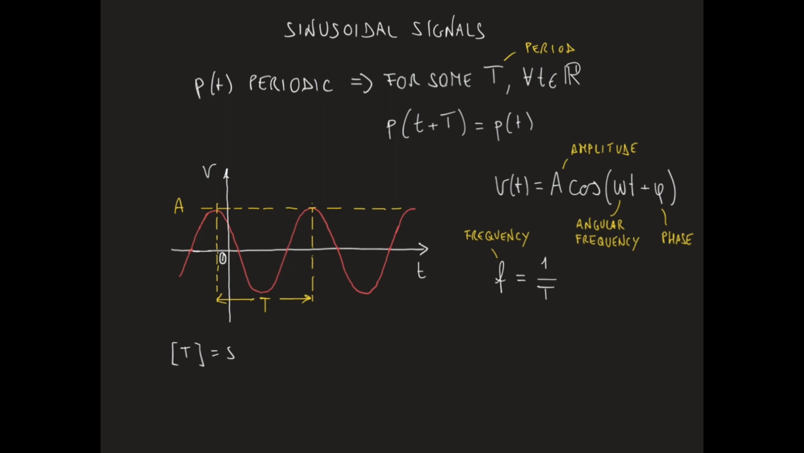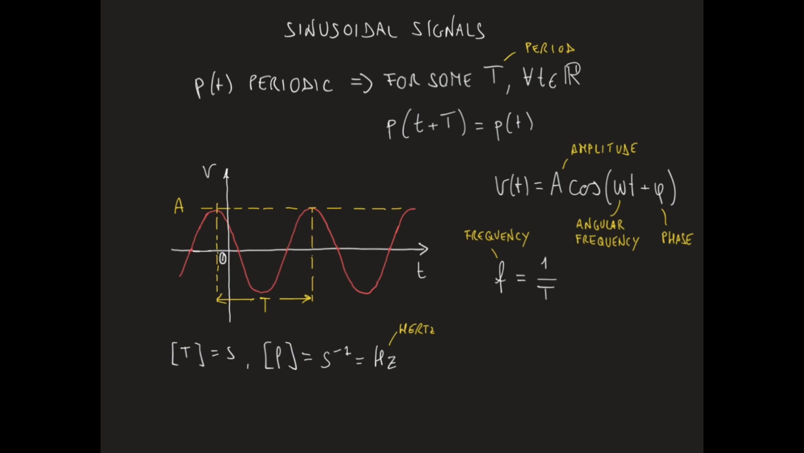The frequency is measured in cycles per second, or second to the minus 1, or hertz. Note that after a time interval equal to the period, the sinusoidal signal has gone through an entire cycle from A to 0 to minus A to 0 again, and then back to A.